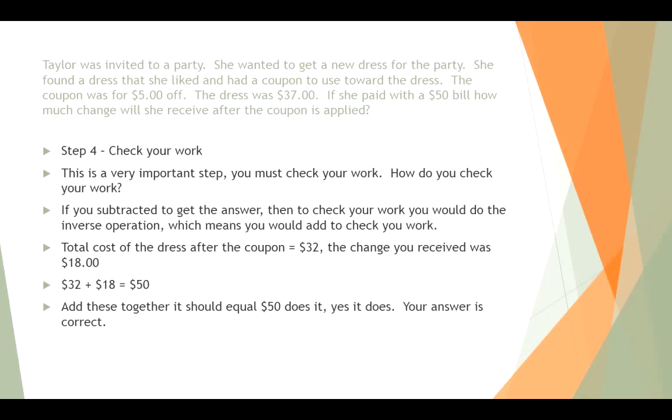If you subtracted to get the answer, then yes, we're going to add again to check our work. The total cost of the dress after the coupon was $32. The change you received after we paid was $18. So we will add $32 plus the $18, and it should get the amount that we actually paid with, which was $50. And yes, it does. So yes, our answer is correct. Now, please move on to complete your independent worksheet.